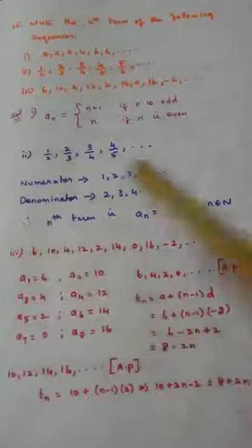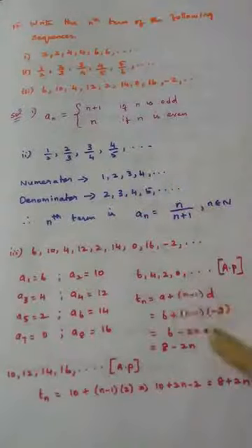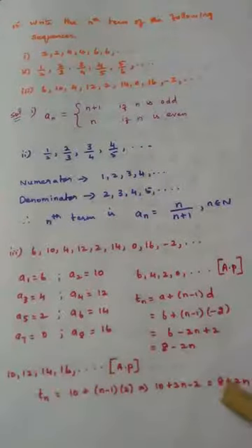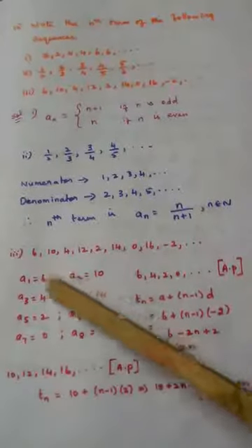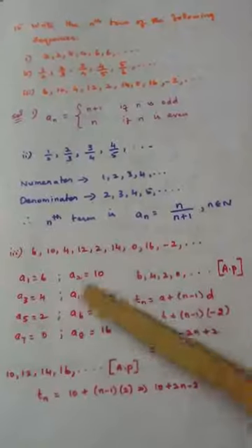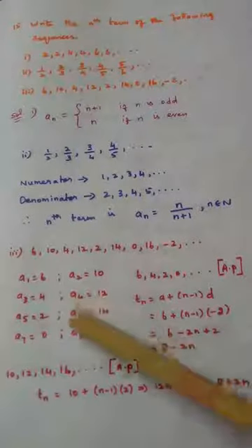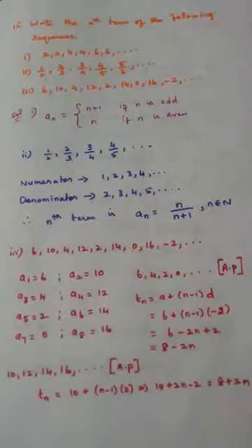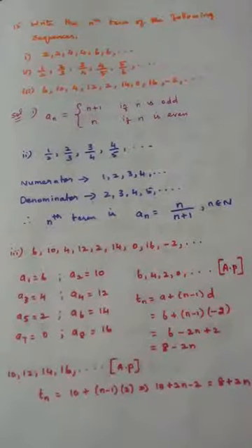What is the general term? If n is an odd number, this is the general term. If n is even, this is the general term, right? If n is an odd number, this is the general term. If n is even, meaning 2, 4, 6, even numbers, this is the general term, that is 8 plus 2n. So how to write the answer? We will see how to write the answer.